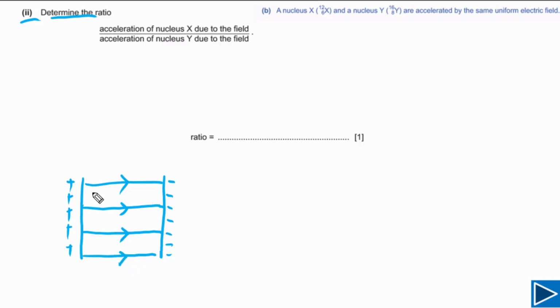So they are accelerated in this uniform electric field. So we can say this is nucleus X and this is nucleus Y. Now we need to find the ratio between their acceleration. So simply we can start from here.